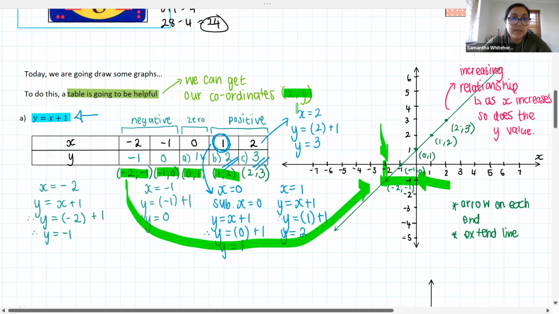There was another question somewhere that I just want to make sure of. Okay, so Tebogo, your line doesn't always have to be straight. We will discuss some types of graphs.